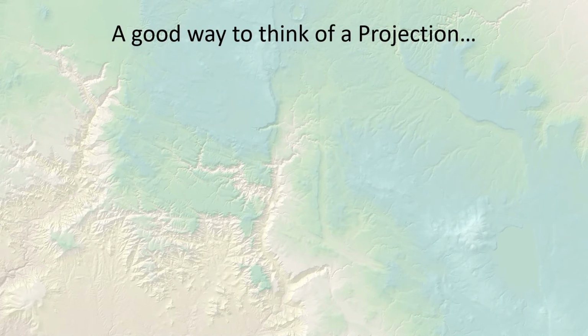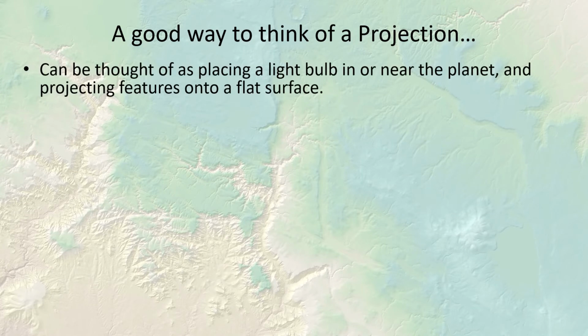So, what is a projection? Projection can be thought of as placing a light bulb on or near the planet, and you project the features of that planet onto some flat surface. Once they're on that flat surface, then the units are no longer in degrees. They are no longer angular units. Once they're on the flat surface, then everything turns linear. All of a sudden, you can calculate distances, areas, and directions much more easily. So a key difference between latitude, longitude, and projected systems is that latitude and longitude are angular units, while all projected systems use linear units.